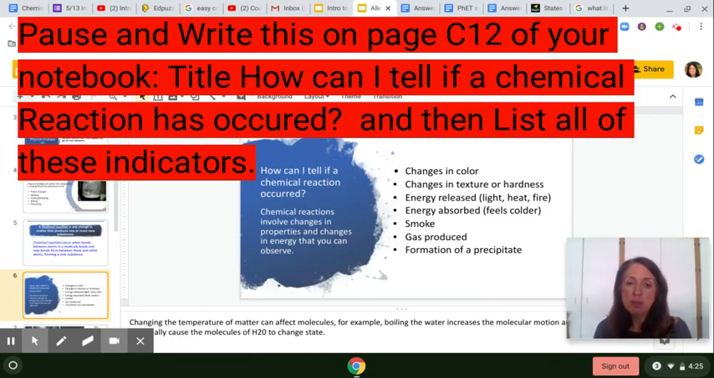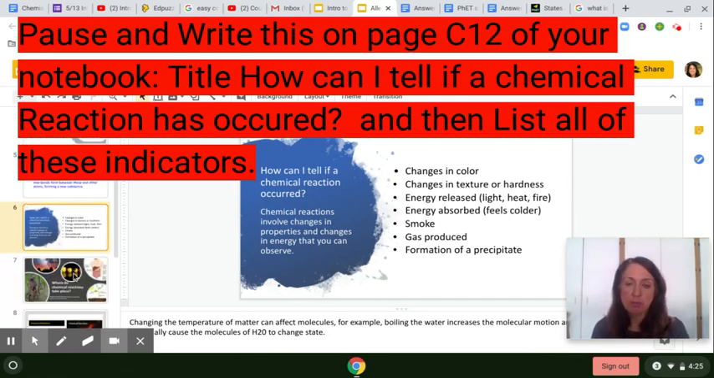And the way that you can tell if you have a chemical reaction are by these instances. So you might see a change in color. You might see a change in texture or hardness. You might see that energy has been released. Energy is absorbed, like it feels colder. You might see smoke, you might see gas or bubbles, and you might form a precipitate. That's like a solid that forms in your liquid. I'll show you some examples of that in just a second.